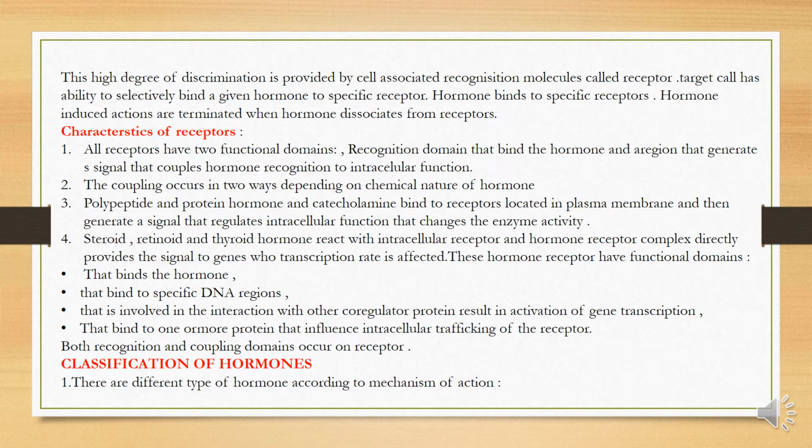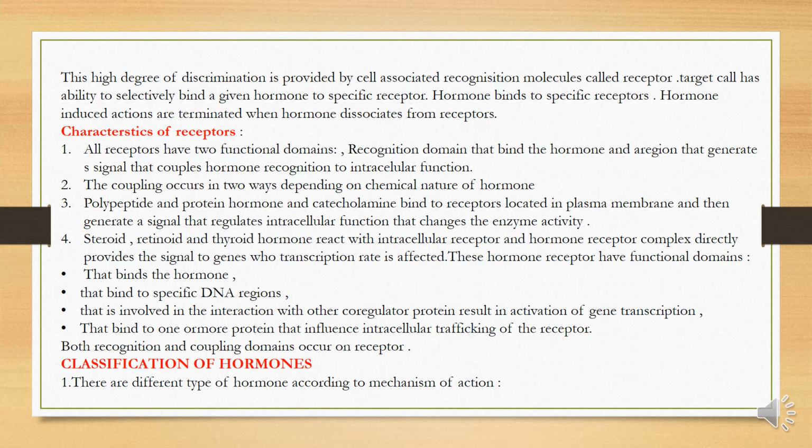This high degree of discrimination is provided by cell-associated recognition molecules called receptors. The target cell has the ability to selectively bind a given hormone to a specific receptor. Hormone-induced actions are terminated when the hormone dissociates from the receptor. Characteristics of the receptor: all receptors have two functional domains, a recognition domain that binds the hormone and a region that generates a signal that couples hormone recognition to intracellular function.